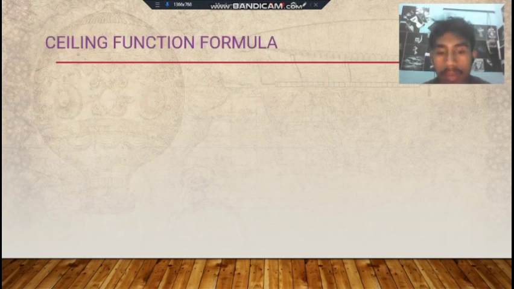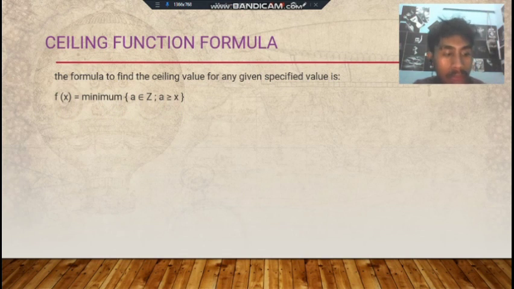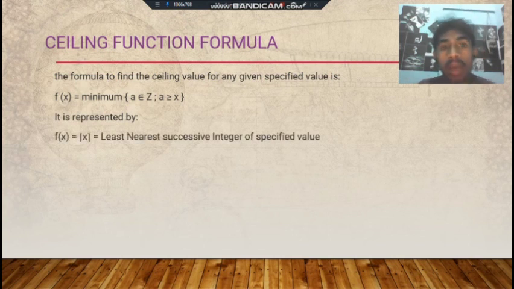ceiling formula. The formula to find the ceiling value for any given specific value is f(x) equals minimum of a, where a is an element of the set Z, a is more than or equal to x, is represented by f(x) equals ceiling of x equals the least nearest successive integer of the specific value.